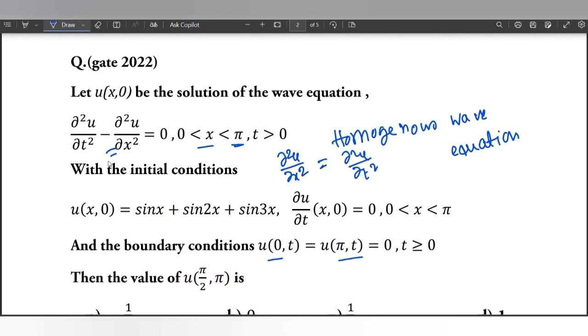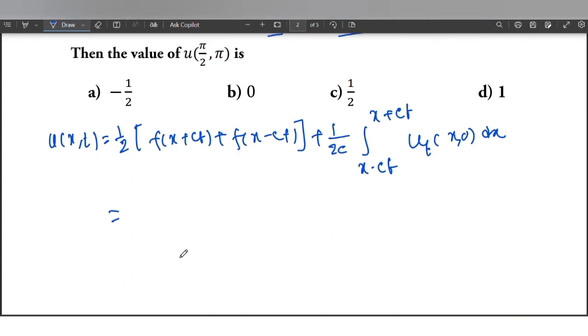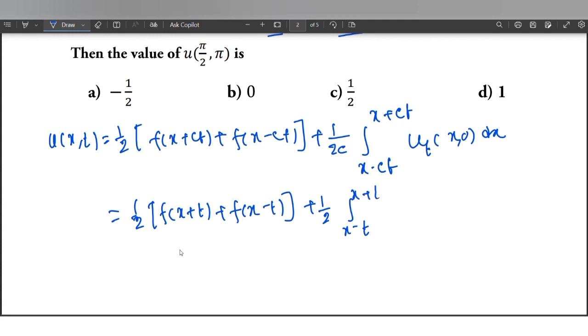This is the form of the wave equation, so c is 1. Again, this is the form of u of x comma t, with x equal to pi by 2 and t equal to pi.